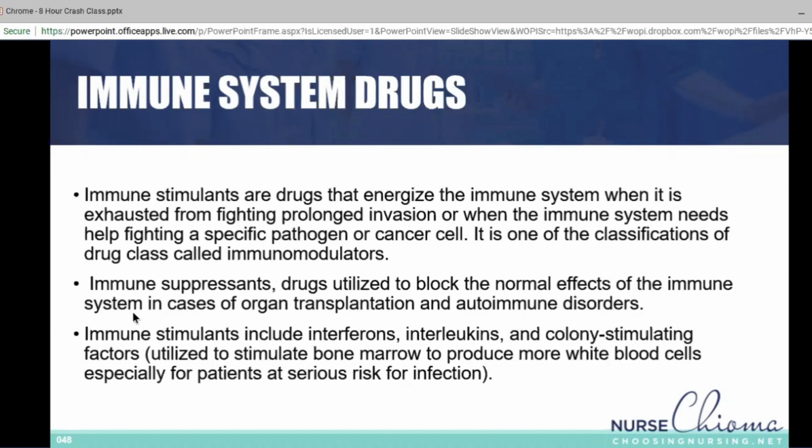The suppressants are for when patients have an organ transplant done, so we have to give them these suppressants. And immune stimulants are more so to treat cancer, or I should say, a response for cancer, for patients that are on chemotherapy medications. So interferons, interleukins, and colony stimulating factors are used to help stimulate bone marrow so that it can produce more white blood cells, especially for patients that are at serious risk for developing an infection.